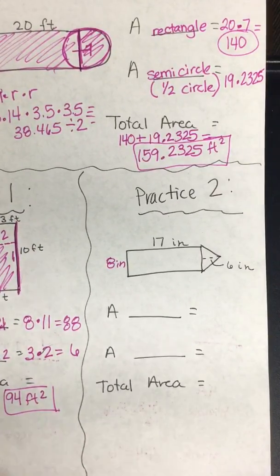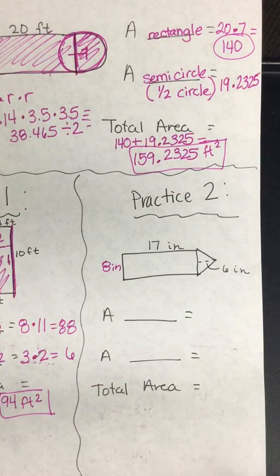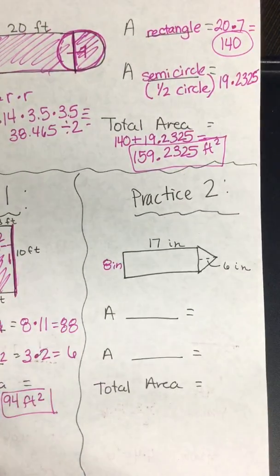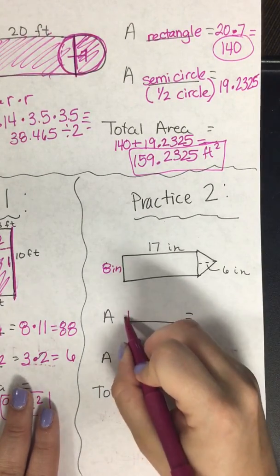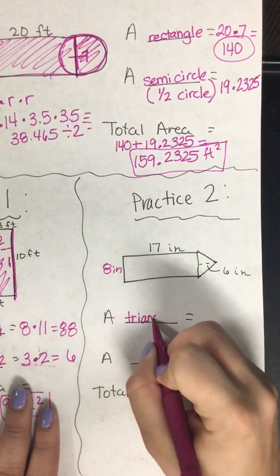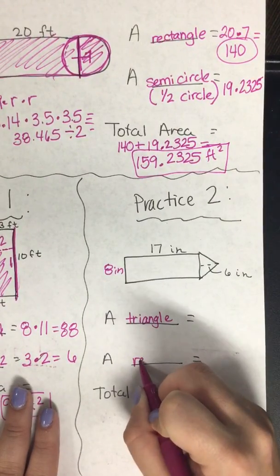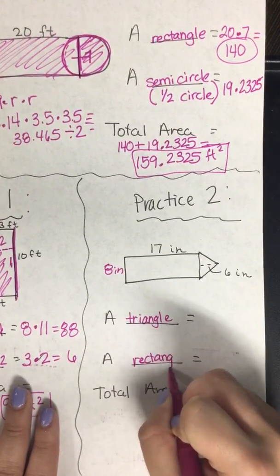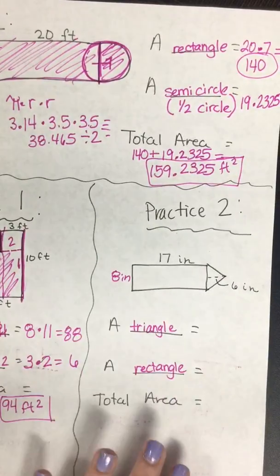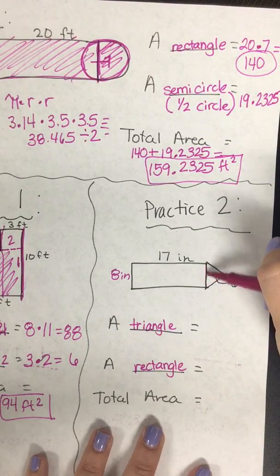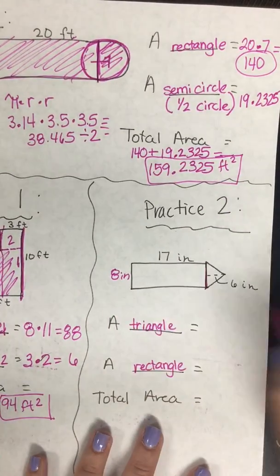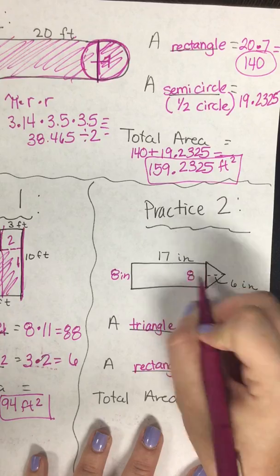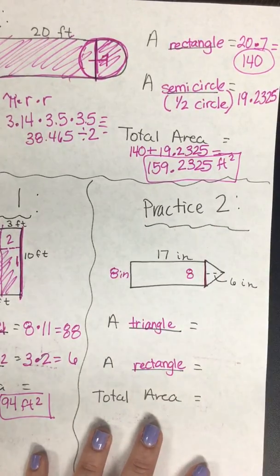All right, practice 2. We have 2 shapes again. Remember, I gave you an extra measurement because I skipped one. So I have a triangle and I have a rectangle. Okay, my triangle measurements, my base is going to be the same as the opposite side of this rectangle. So my base is 8. My height is 6 inches.